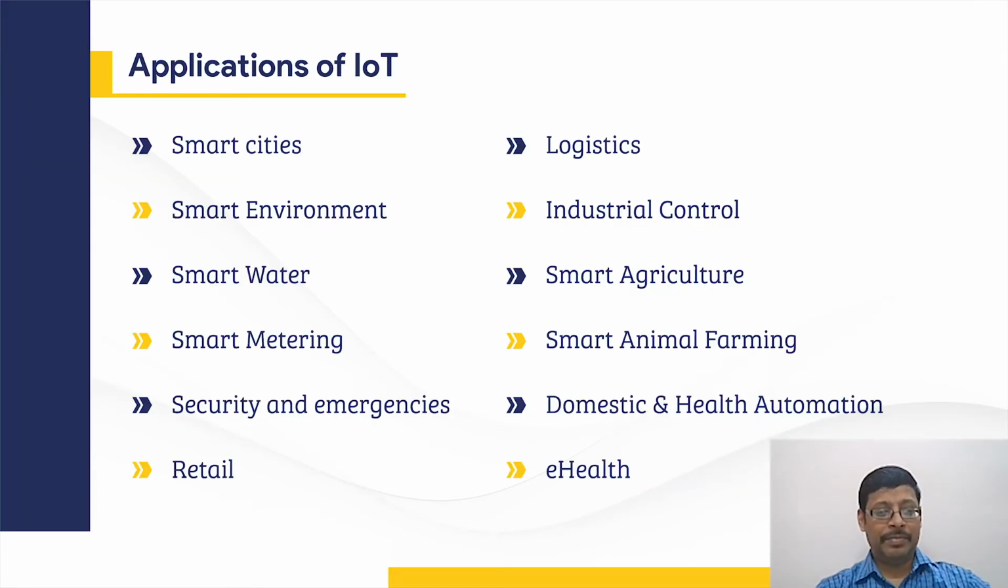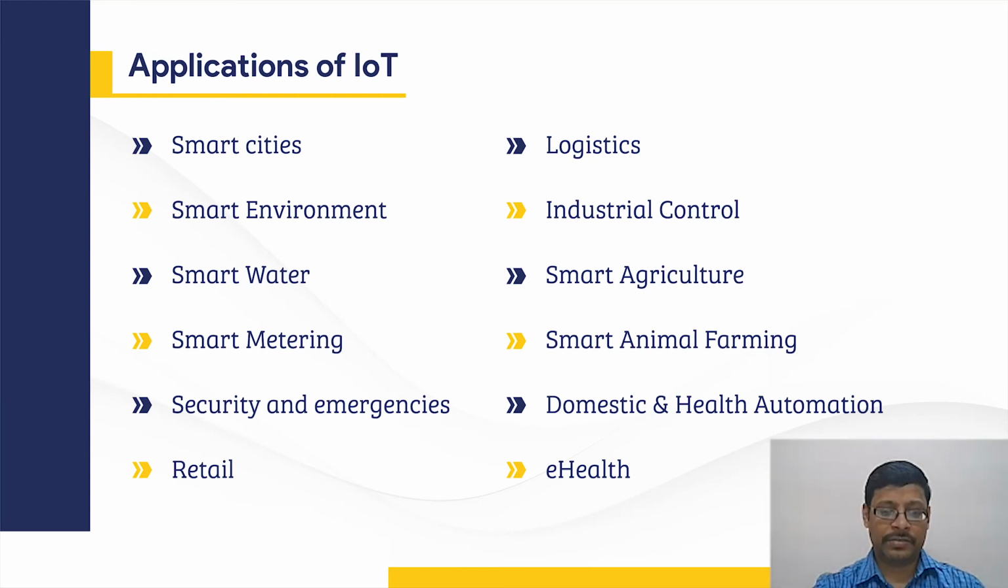The other one is applications, which means where exactly these IoTs are being used. Right. So IoT is being used in smart cities, as part of a smart environment, smart water, smart metering, security and emergencies, and so on. So these are some of the areas, as I said just now, where applications play very important roles, like smart home, smart city, smart environment, smart farming. So from these areas one can get how exactly it is being used.